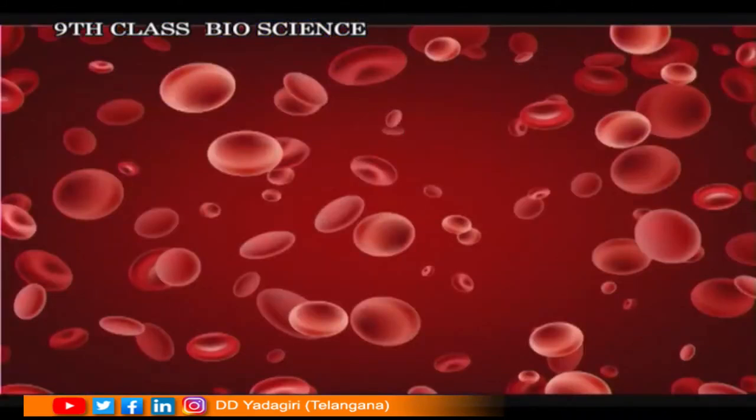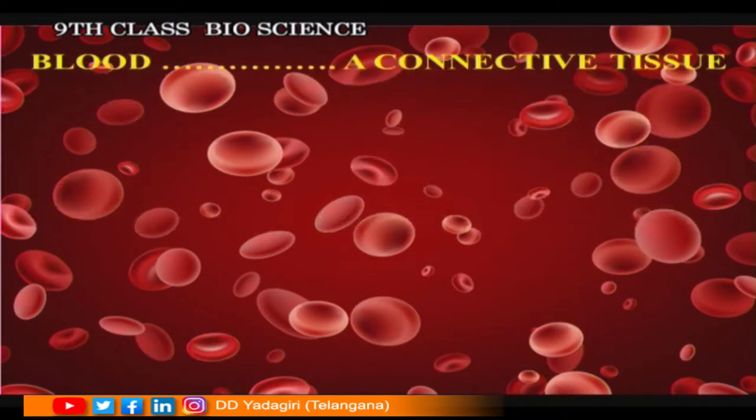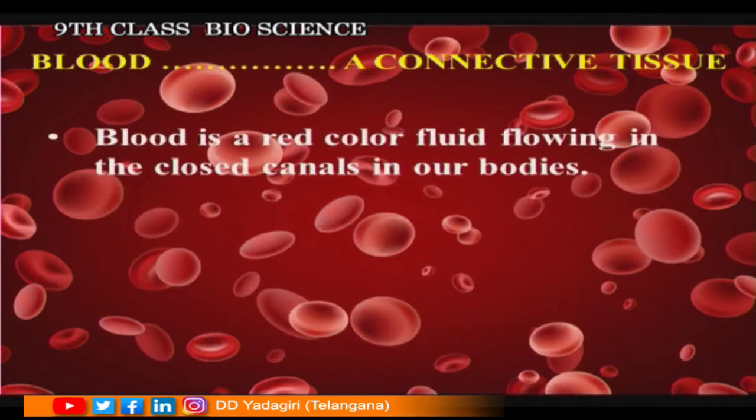Now see this, children. These are all the tiny particles present in the blood. They are called red blood cells. As blood contains so many cells, it is also a tissue. So what kind of tissue is it? It is a fluid connective tissue. It flows in arteries and veins. So what is blood? It is a red color fluid flowing in the closed canals in our bodies.